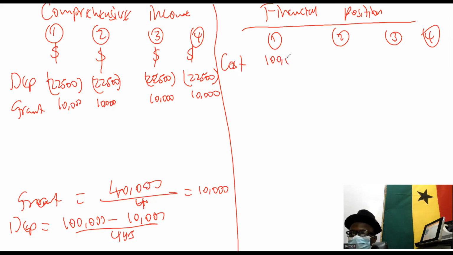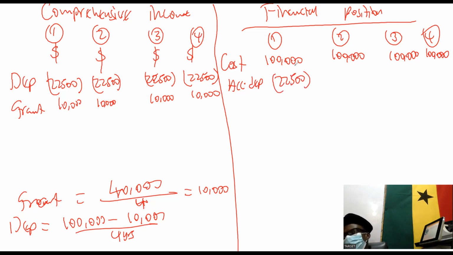First, let's start from the asset cost. Their cost will be originally 100,000. Their cost will still be 100,000. Then accumulated depreciation. The depreciation is 22,500 for the first year. The second year will be how much? 45,000. What about the third year? And someone is also doing the fourth year.